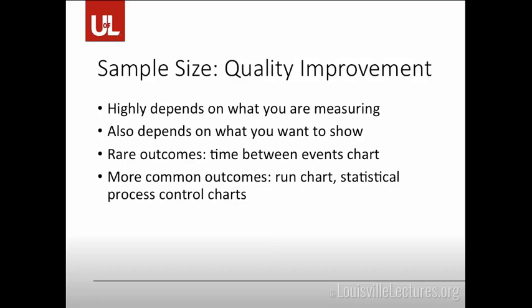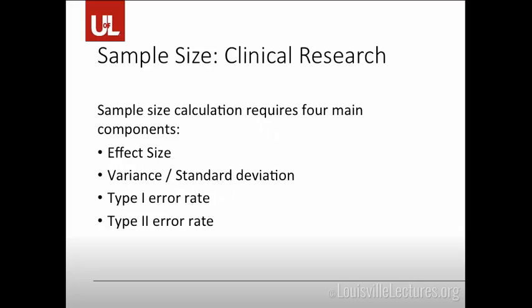If you have rare outcomes, you probably want to look at your events, and you want to have a pretty good number of events. I will actually get more into this later in our quality improvement stats lecture going on, but there are also common outcomes which run charts or SPC charts, as we mentioned earlier today, the statistical process control charts, those as well. Depending on your sample size, you can use different charts. So what we really are going to highlight in this presentation is sample size in clinical research.